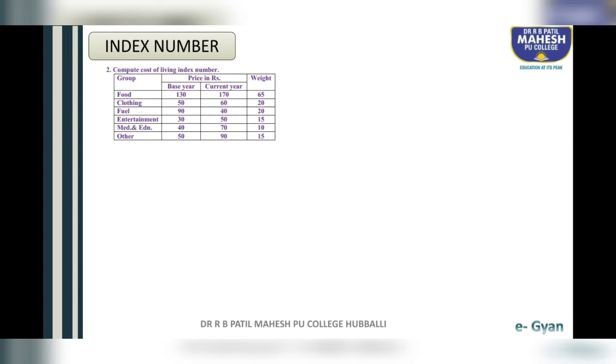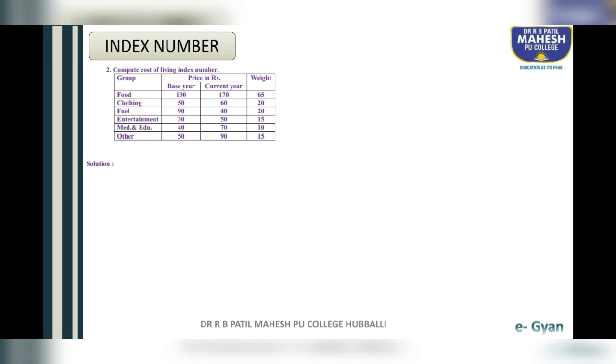So let us take one more example on this. Compute cost of living index number. The first column group is given. Next price of base year as well as current year, and last column weights is given. Students, first you need to analyze the question. Whether for this question we have to apply aggregate expenditure or family budget. If weights are given means you have to apply family budget. So here in this question weights are given, so we have to apply family budget method formula.